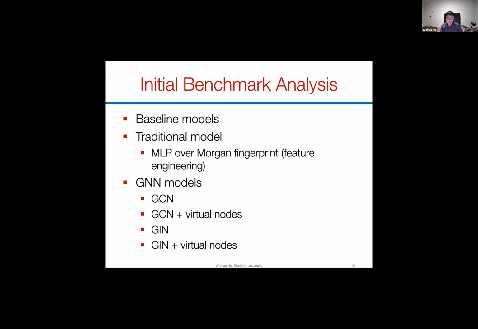So we conducted some initial benchmark analysis. We selected 2 kinds of baseline models. The first one is a traditional model applying a multi-layer perceptron over the feature-engineered Morgan fingerprint. Another line of models that we tried is more modern GNN-based models, including GCN and the graph isomorphism network. And we also add a very promising trick called virtual node, where we add one global node to the molecular graph so that it can exchange messages between all nodes in the graph.